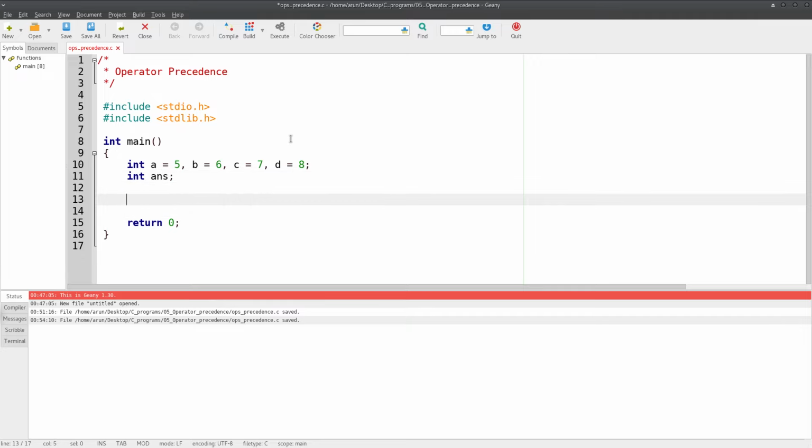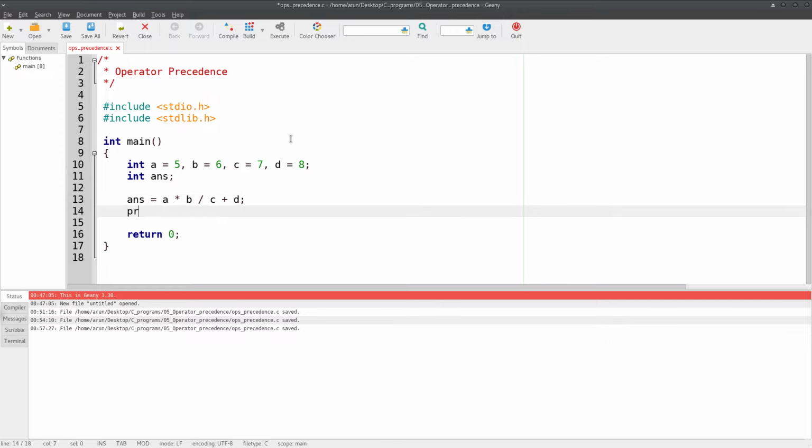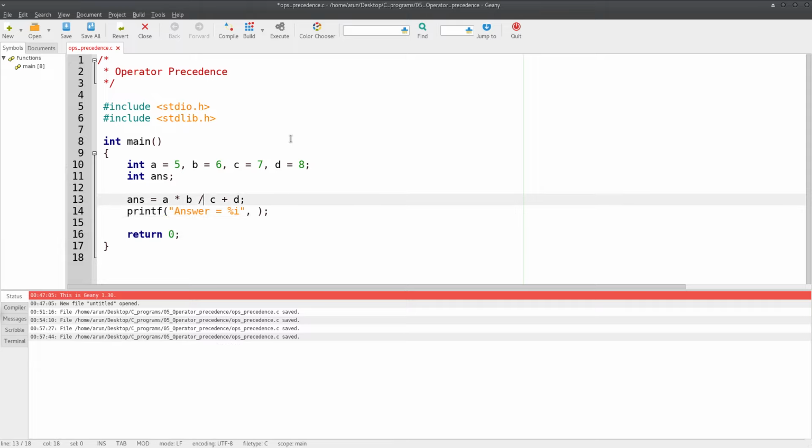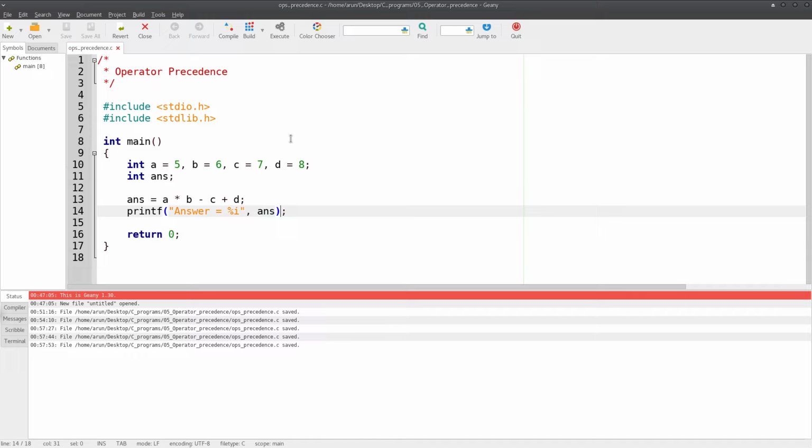And now here's my question. Suppose I write ans equals a star b divided by c plus d. And I printf the answer. So to print the answer, I'll type answer equals percentage i or percentage d. Let's say not i, instead of this I'll put a minus sign. I'll tell you the reason why. You put the answer like this.